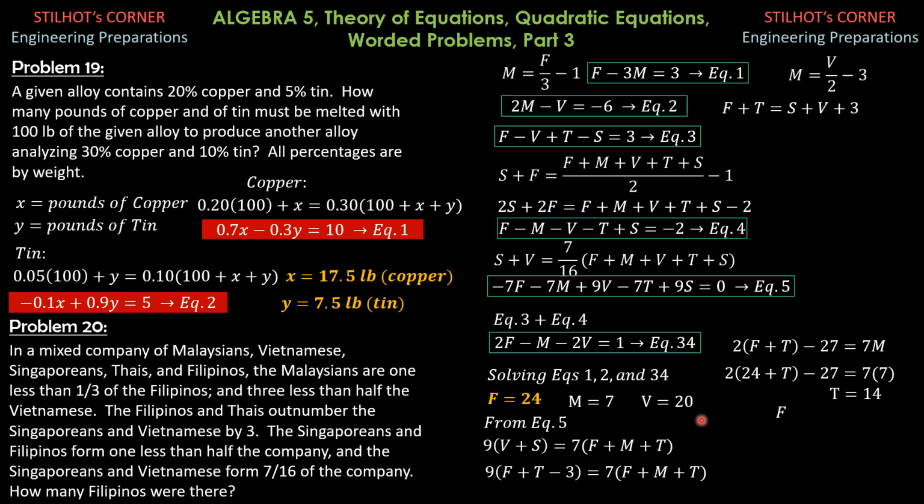And from equation 3, substitute. We have 24 minus 20, plus 14, minus Singaporeans equals 3. So the number of Singaporeans is 24 minus 20 plus 14, that is 18, minus 3, 15. So the number of Singaporeans is 15. So that's it for this video.